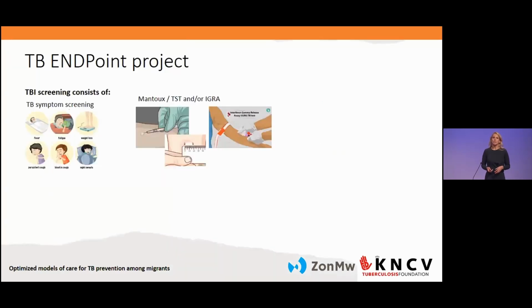The TBI screening consisted of TB symptom screening through a health questionnaire and a tuberculin skin test and/or IGRA screening. If one of the two was positive, the client was redirected to the TB physician for consultation and for a chest X-ray to exclude the presence of TB disease.